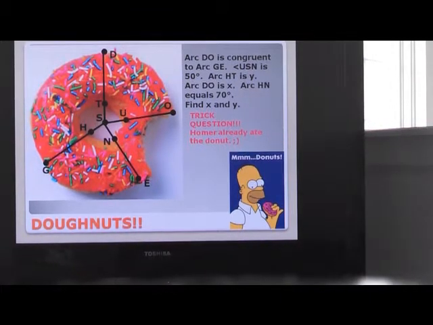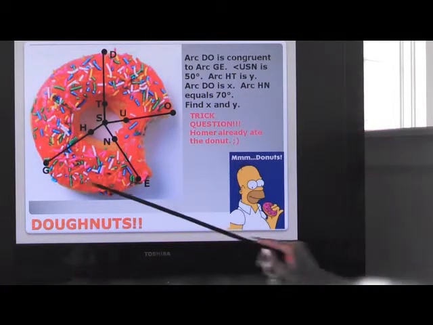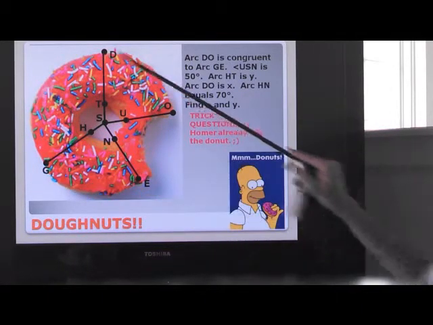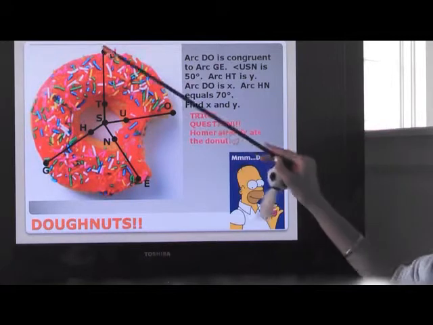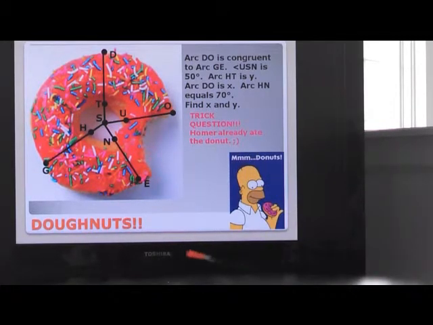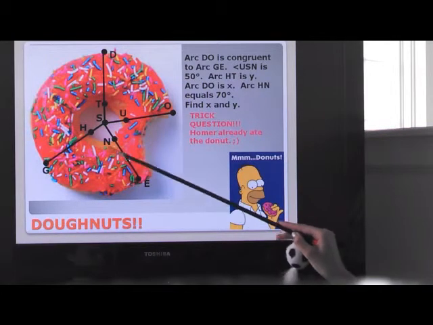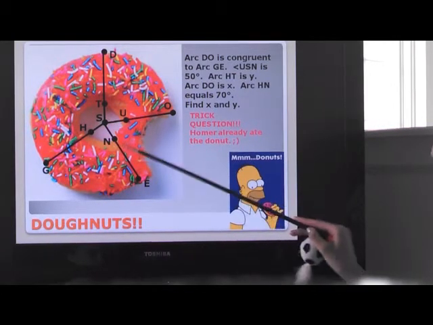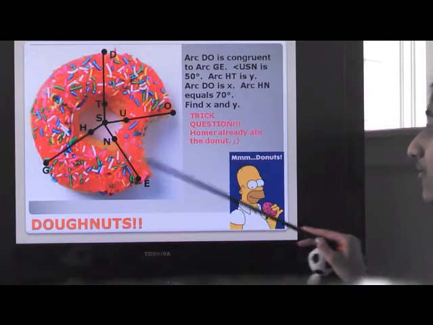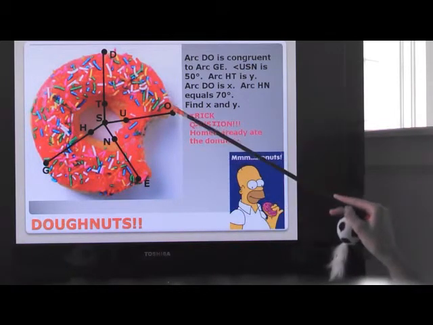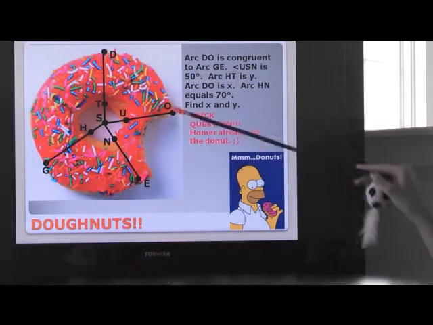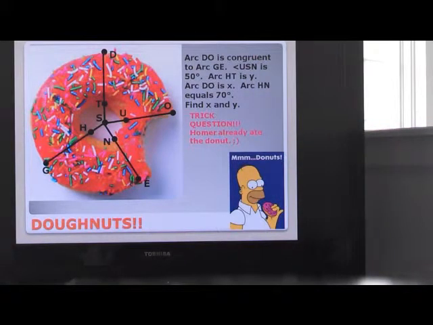Okay, but hypothetically, if we were to find the answer to this, then what we would do is first, since we know that arc GE is congruent to arc DO, we also know that their central angles are congruent. So you know that since arc HN is 70 degrees, you also know that that angle is 70 degrees. Because you know that this angle is 70 degrees, you also know that this angle is 70 degrees, which would make DO 70 degrees, meaning X is 70.